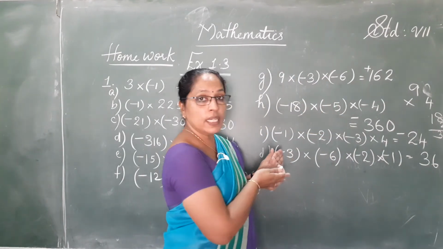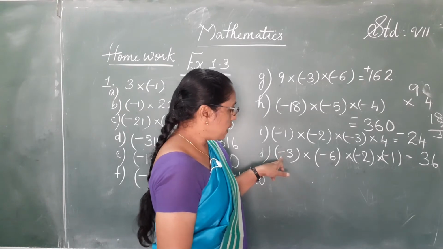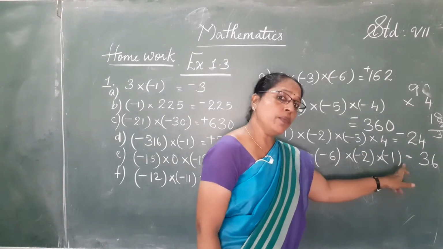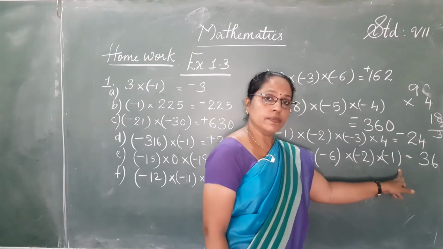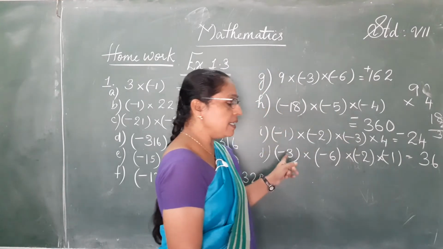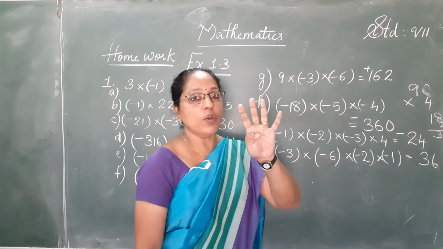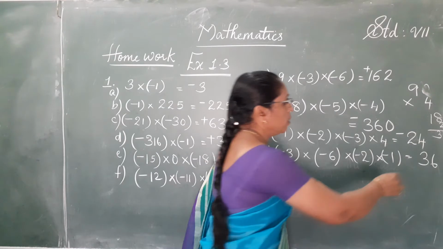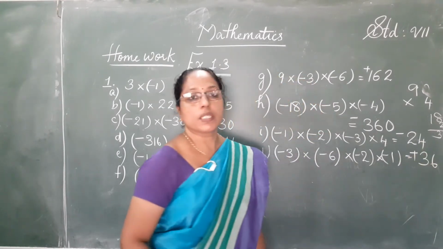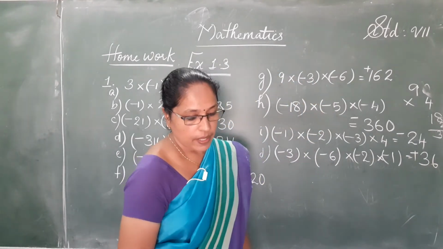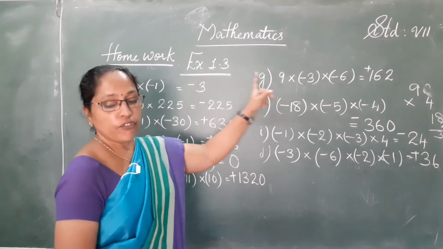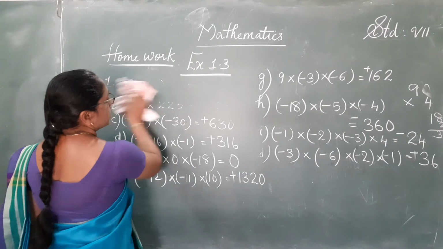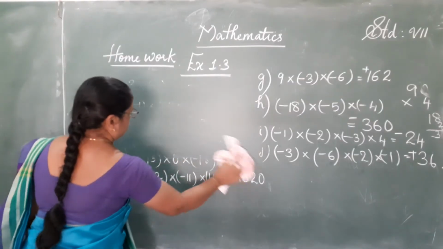Now we have to check the signs. Negative 1 time, 2 times, 3 times, 4 times. So how many times has the negative sign come? Yes, 4 times. Is 4 odd or even? 4 is even, so it would be positive. So positive 36. That completes the first question in the homework. Now I have given you the third question.